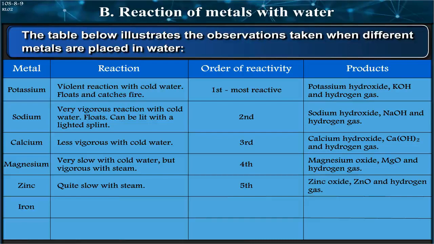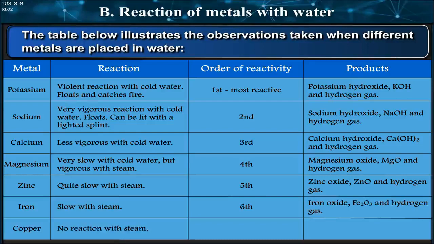Next metal is iron. It shows a slow reaction with steam. It is sixth in the order of reactivity. Products: iron oxide, Fe2O3, and hydrogen gas. Copper shows no reaction with steam. It is seventh in the order of reactivity. It is the least reactive.